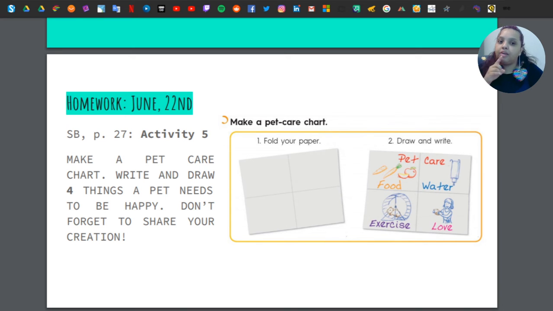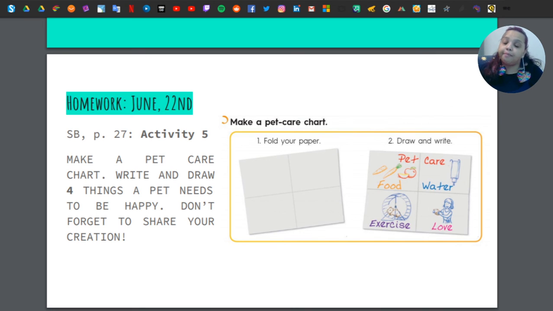Como? Você vai desenhar e escrever 4 coisas que um pet precisa para ficar feliz. Vai escrever e desenhar. Vai pegar uma folha, pode ser uma folha de caderno, pode ser uma folha de sulfite, pode ser um pedaço de papel de jornal que você pintou de branco, não tem problema. Pode ser do jeitinho que você quiser. O importante é pensar naquelas 4 coisinhas lá da Activity 4 que um pet precisa para ser feliz. Food, water, exercise and love.